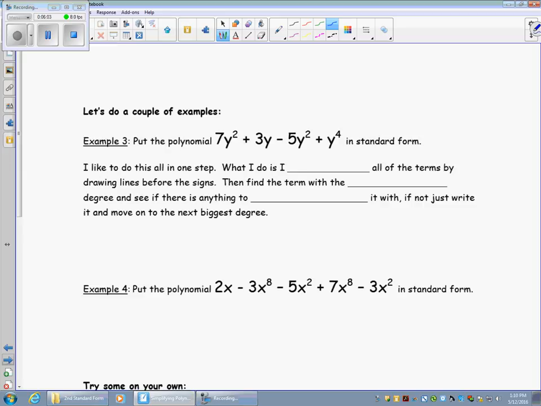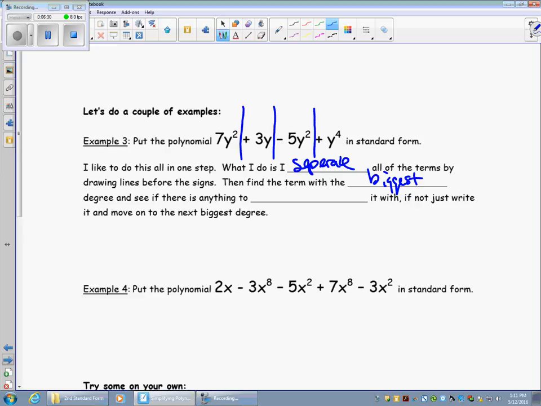I like to do this all in one step. Sometimes when I look at books and they have us doing this, they do what I did, and then afterwards they have us putting it in order. I like to just put it in order and combine things right away. What I do is I separate all my terms. So let's draw these lines down like I've been doing the whole time. Then find the term with the biggest degree. So this is me doing it all in one step.